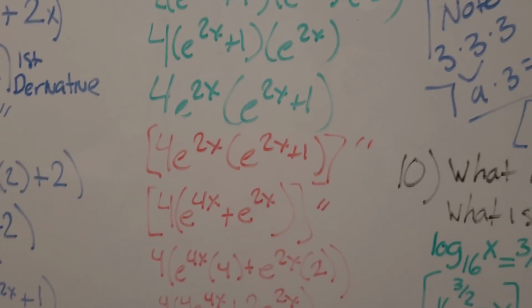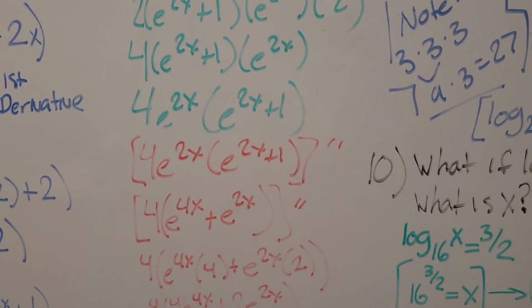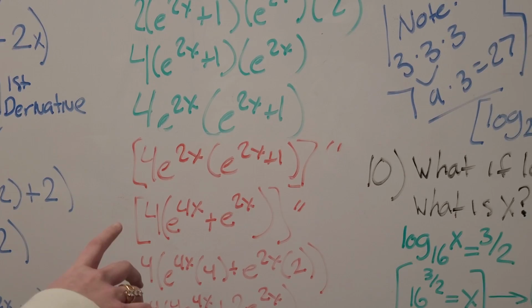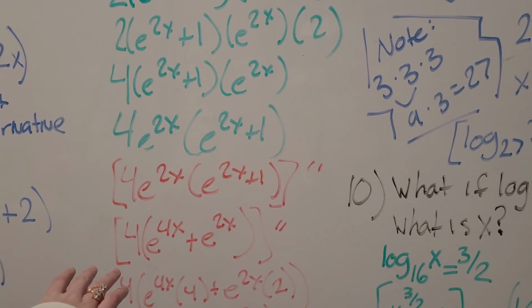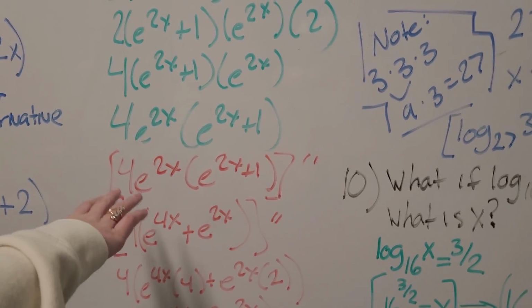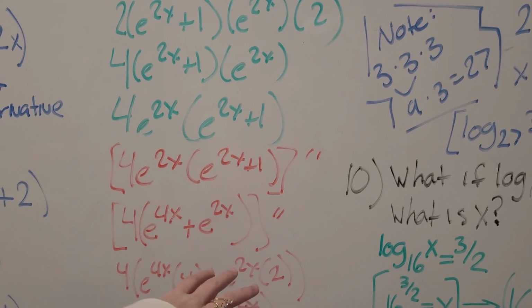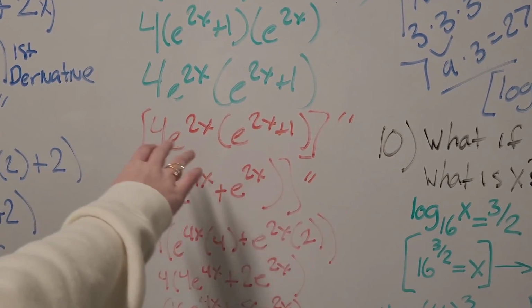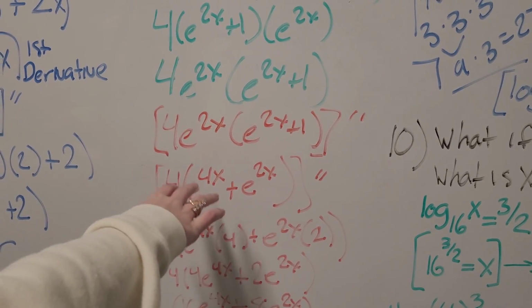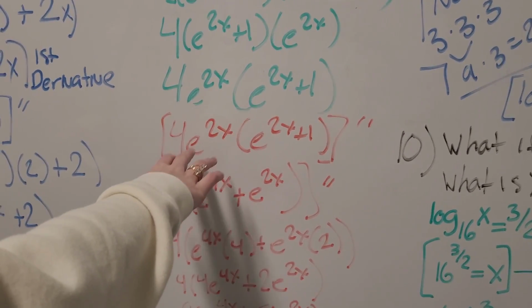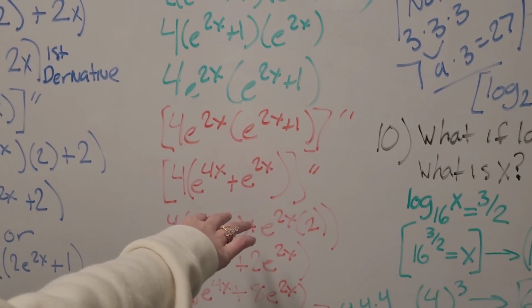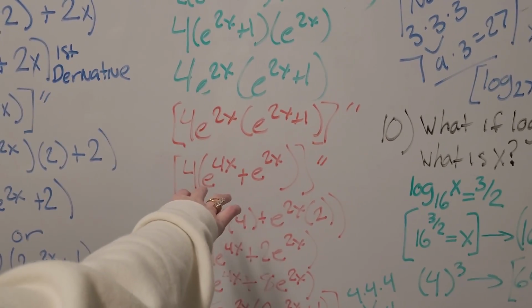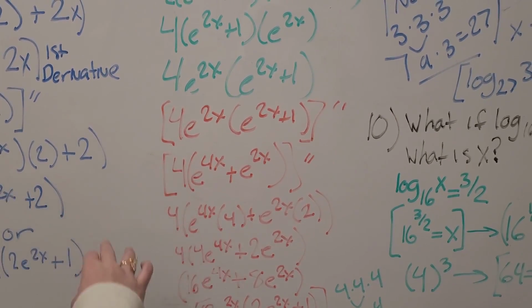Now we're going to look in red, and we're going to start solving for the second derivative. For the second derivative, we're actually going to take e to the 2x and multiply it into the equation, so we get e to the 4x, because when you multiply the exponents, you're basically adding them. E to the 4x plus e to the 2x, because e to the 2x times 1 is e to the 2x.